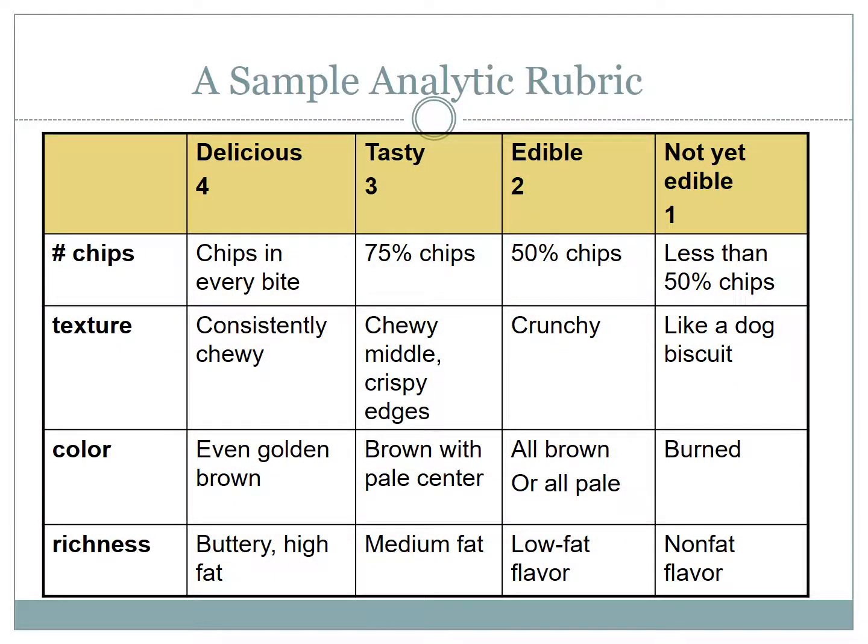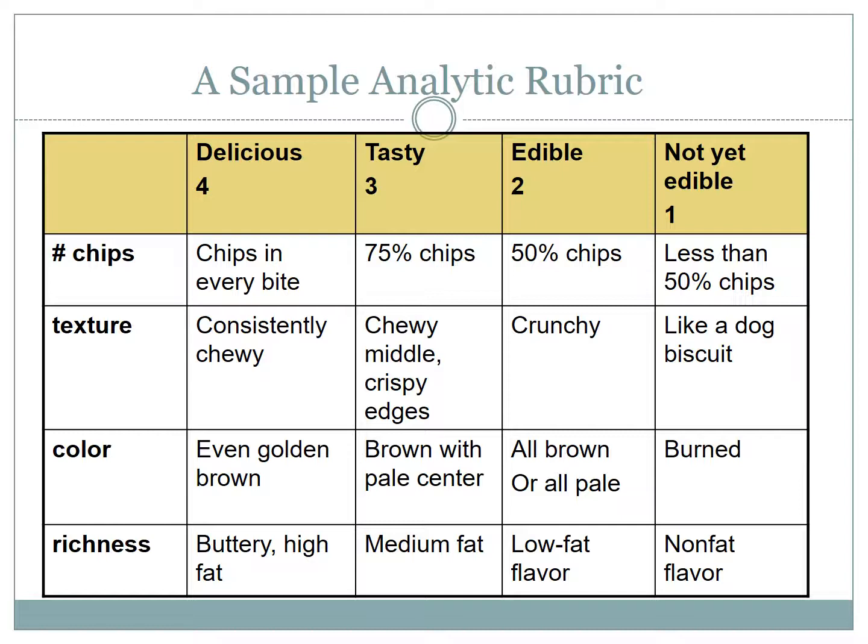Here's an example of a sample analytic rubric for the same task. And note here that all the criteria are broken out. And this time I've chosen the number of chips, the texture, the color, and the richness. The attributes going across the top are delicious, tasty, edible, and not yet edible.